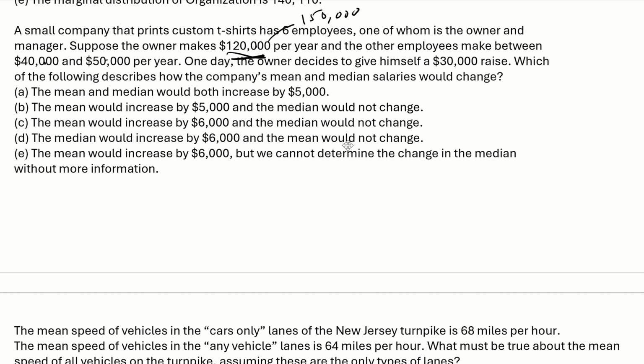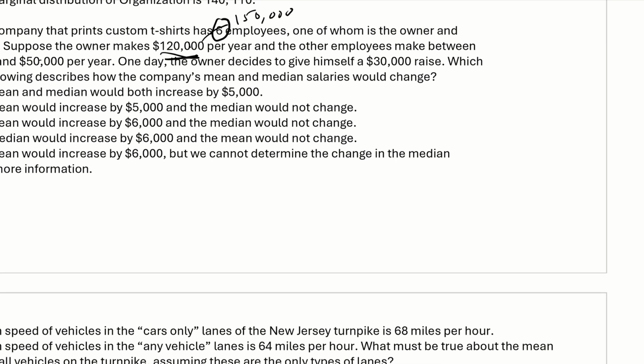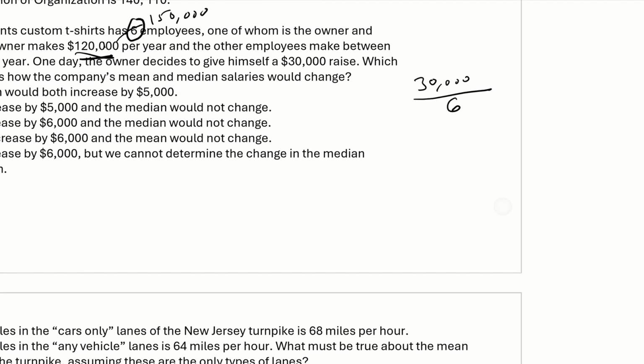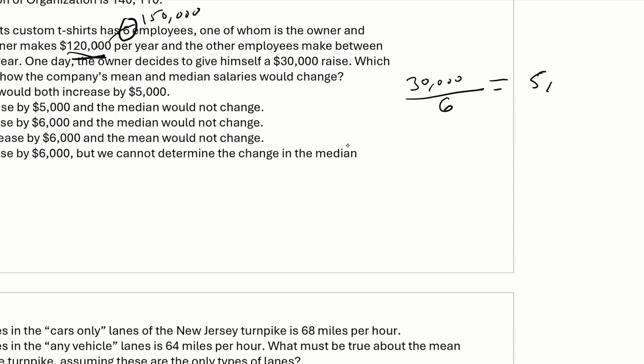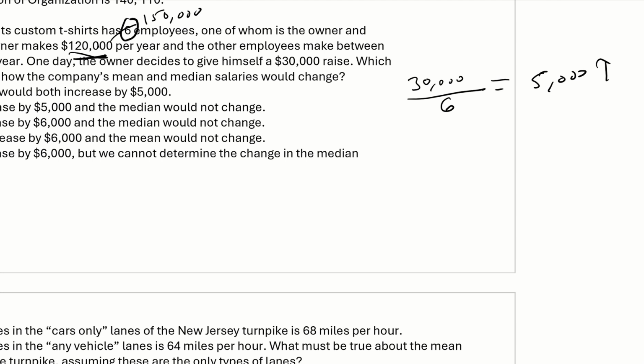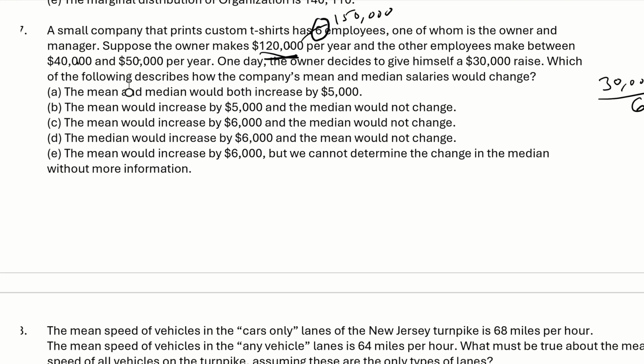So if you think about it, there's 6 employees, right? So if I add an extra 30,000, then 30,000 divided by 6, if I average that out, that's going to actually increase my average by 5,000. Okay. So if I introduce that increase of 30,000 divided by 6 people, then that's a $5,000 increase overall. So the mean would increase by $5,000.